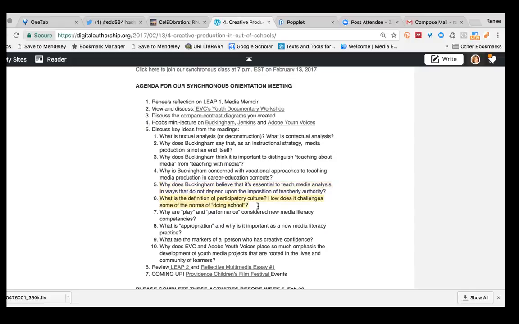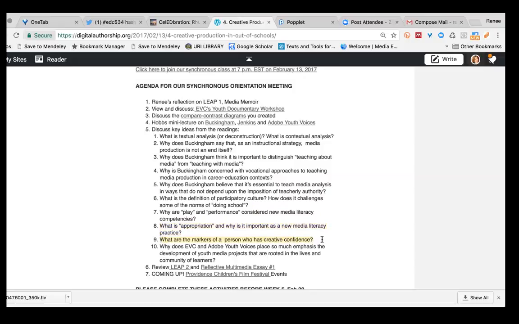So in the Jenkins piece, what is the definition of participatory culture? How does it challenge some of the norms of doing school? What are play and performance? Why are those considered new media competencies? And what about appropriation? What is appropriation? Why is it considered important as a new media practice?